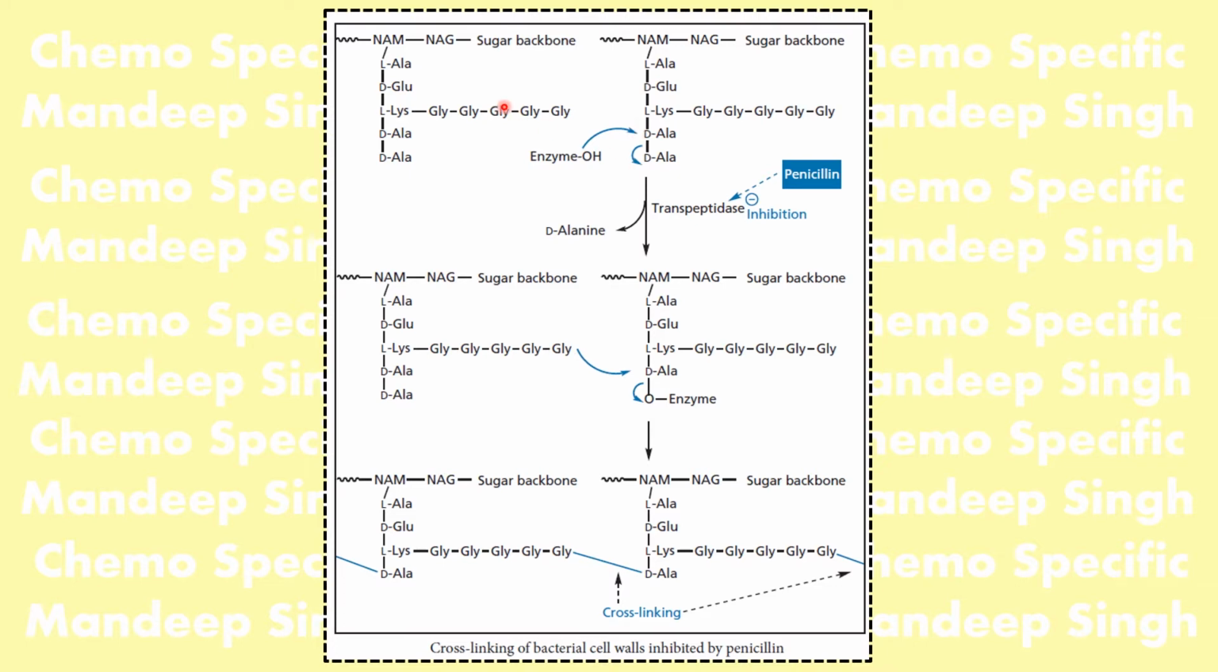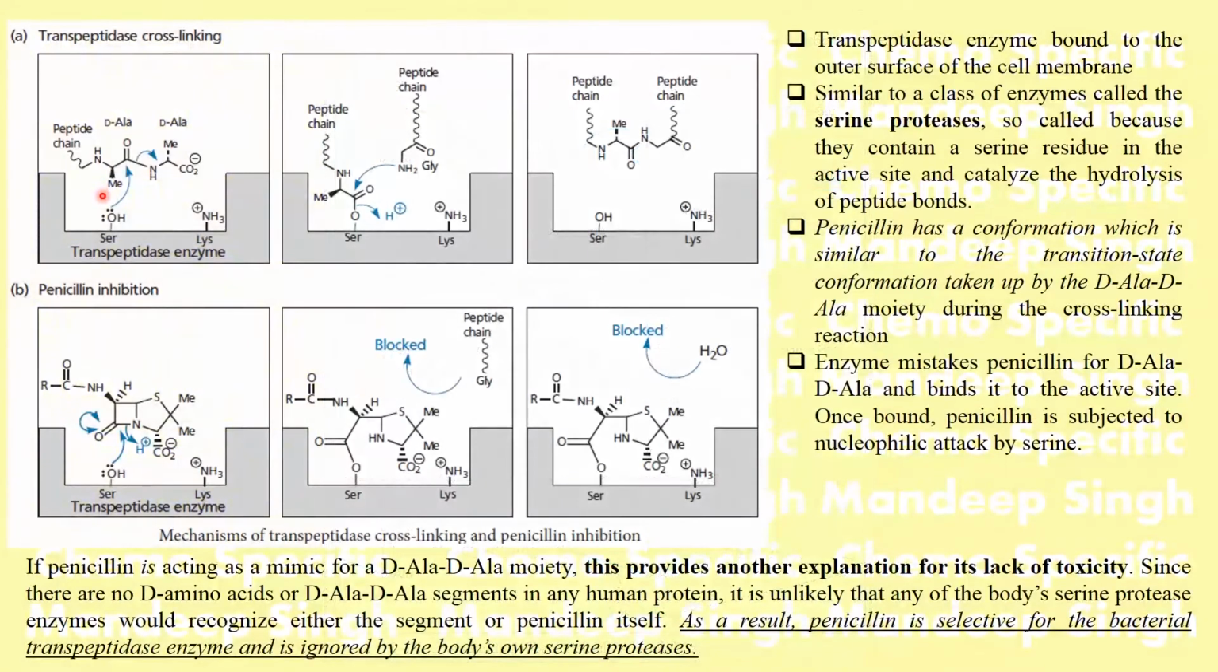place. Now, this entire diagram, we are going to understand what is exactly happening inside the enzyme pocket. So here on the top one, we are going to see how the cross-linking takes place inside the transpeptidase enzyme. This particular transpeptidase enzyme is bound to the outer surface of the cell membrane, and it basically has serine in its active site. As a result of which, it is also called the serine protease enzyme.